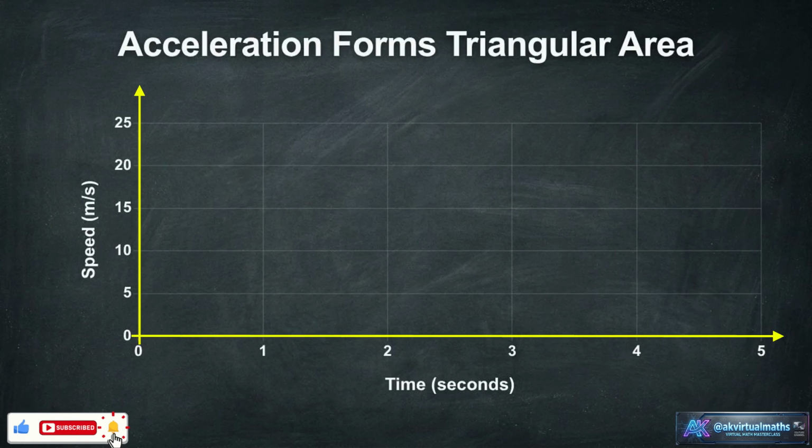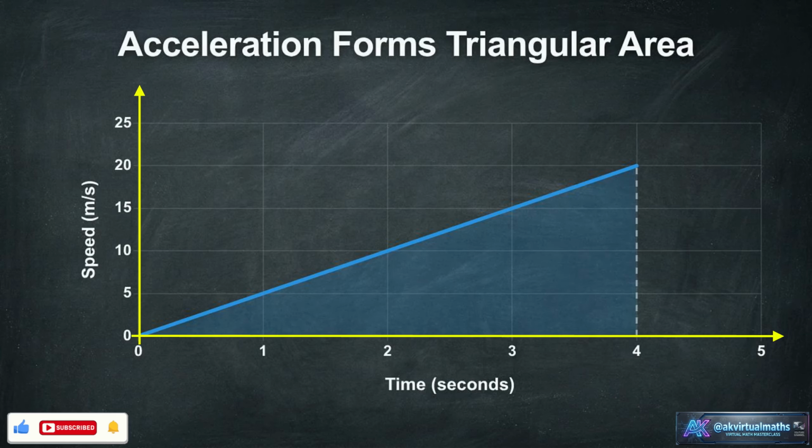If the speed changes, the shape on the graph changes too. In this case, a car accelerates evenly from 0 to 20 meters per second over 4 seconds. Because the speed is increasing at a constant rate, the area under the line forms a right-angled triangle. To find the distance here, we must use the area of a triangle. That means we don't just multiply the base and height, we have to multiply them by 1/2.